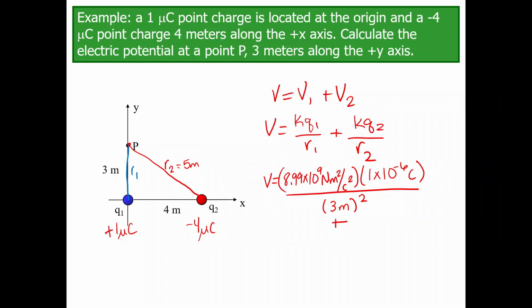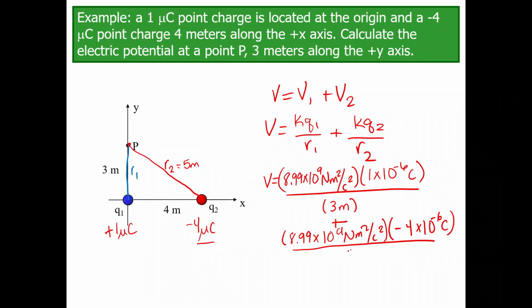And then I need to add our value for the second one. So that's going to be 8.99 times 10 to the 9th Newton meter squared per Coulomb squared times a negative 4 times 10 to the negative 6 coulombs. Remember that micro is times 10 to the negative 6, nano is times 10 to the negative 9th, and that one's going to be over 5 meters.